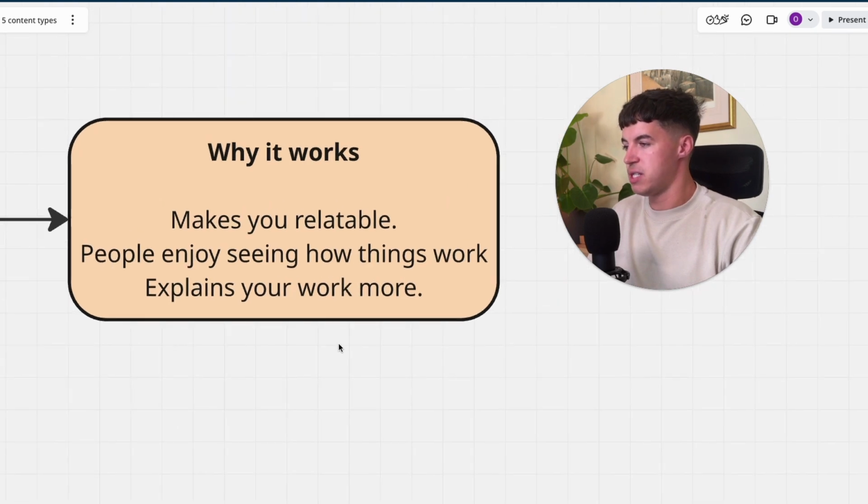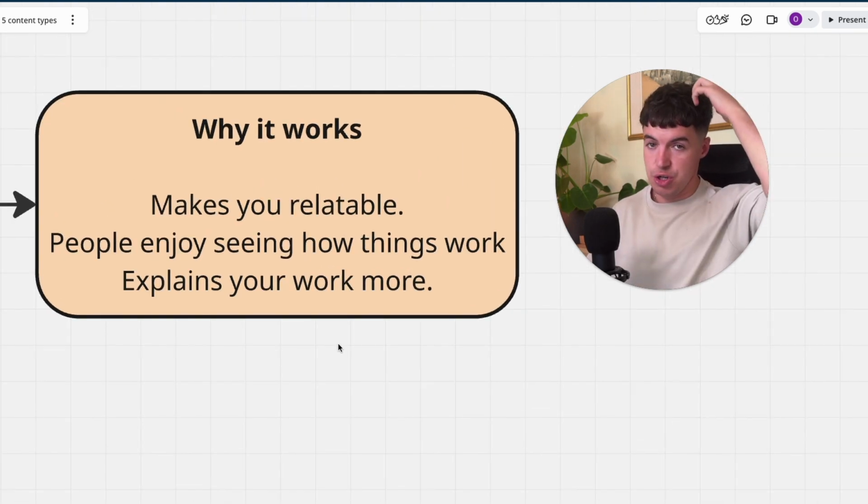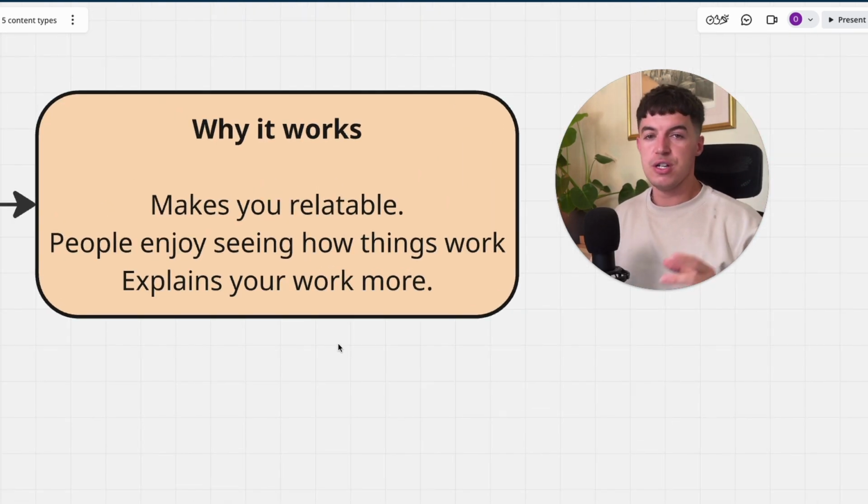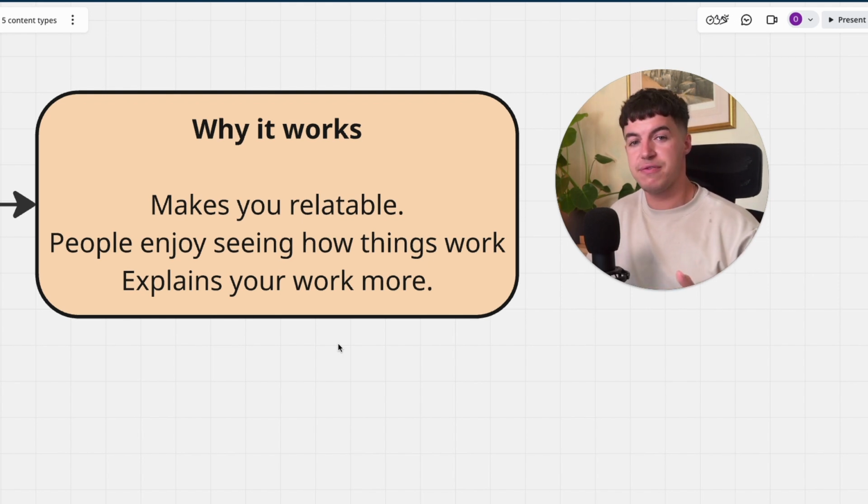Well, it makes you relatable, okay? People want to be able to see you actually working, okay? It's not all sunshine and rainbows, posting fancy content, looking really good on camera, and then that's it, the money just comes to you. People like to be able to see that you are grafting, you are grinding, you are doing work that you maybe don't necessarily want to do, but the work that you have to do to make sure that your clients get success.